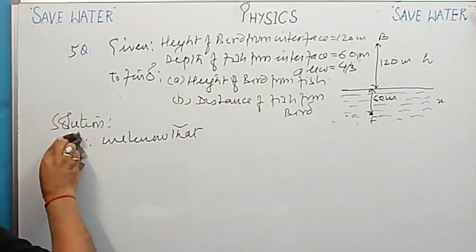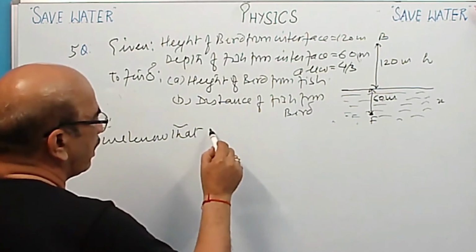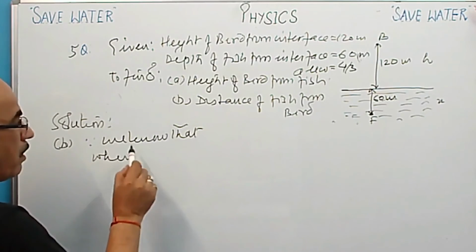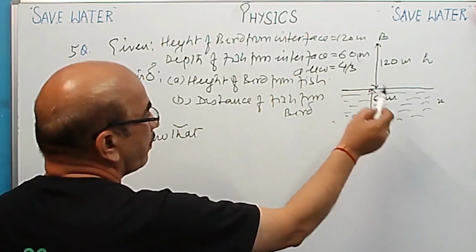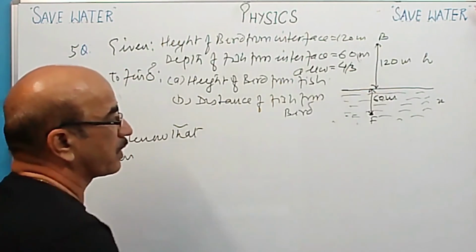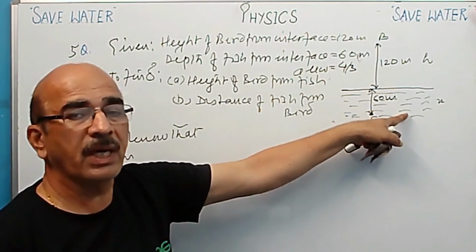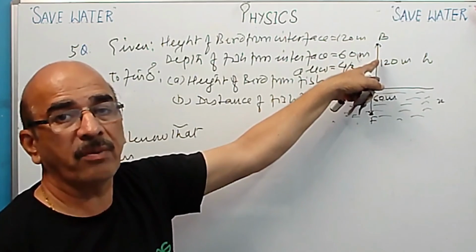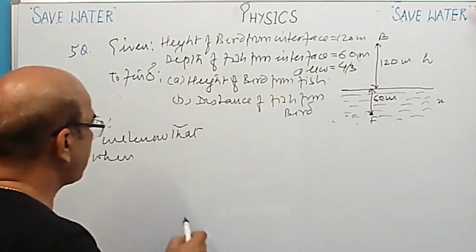Now second part. Now we know that now bird is watching the fish. So now distance of fish from the bird. Now bird is watching the fish. तो जब bird fish को देख रही है तो rays of light are going from fish to bird, from denser to rarer medium, denser to rarer medium. ठीक है ना? So उस केस में देखिए क्या होगा.